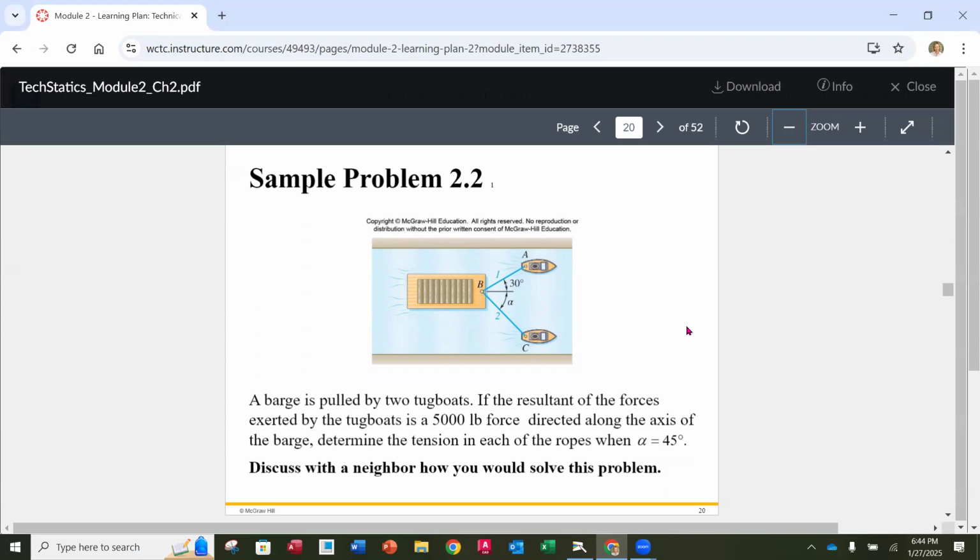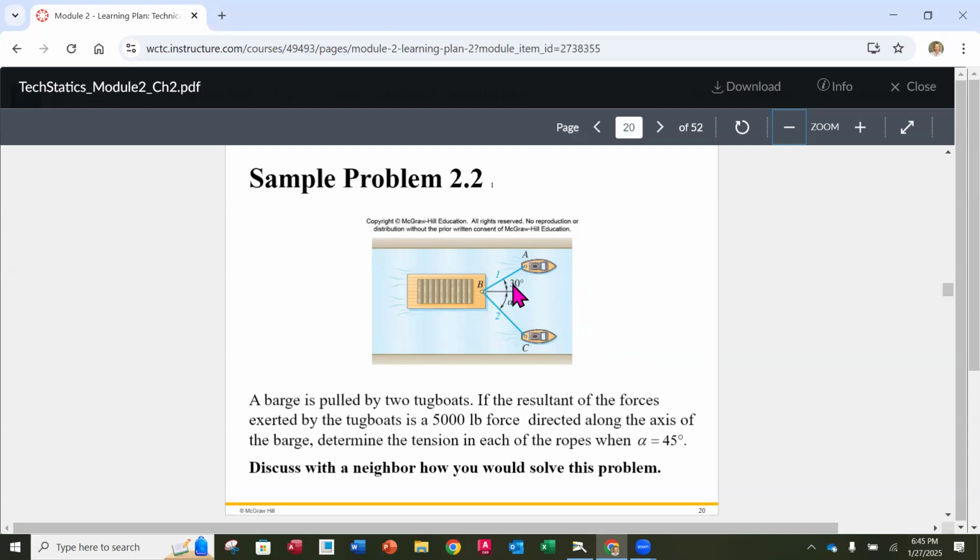It says a barge is pulled by two tugboats. The barge is the rectangular part right here. Two tugboats are up here, A and C. If the resultant of the forces exerted by the tugboats is 5,000 pounds directed along the axis of the barge, so the axis of the barge would be this horizontal line, like an x-axis going through B, so 5,000 pounds directed along that axis, going to the right, determine the tension in each one of the ropes when alpha is 45 degrees.